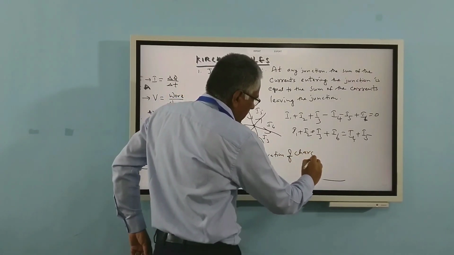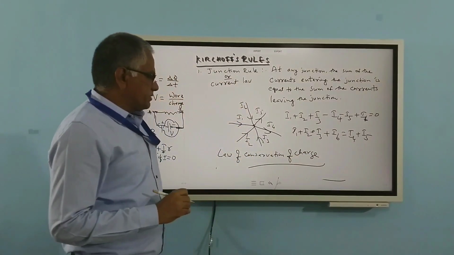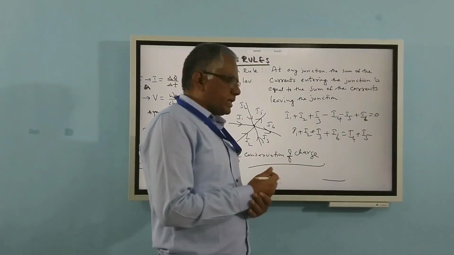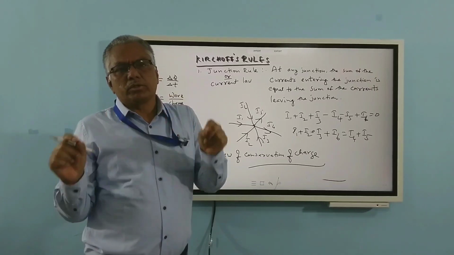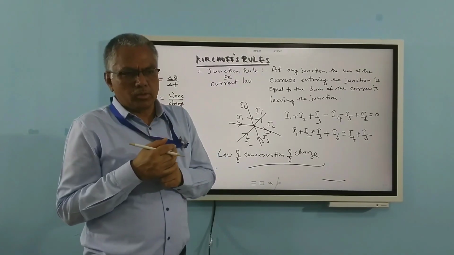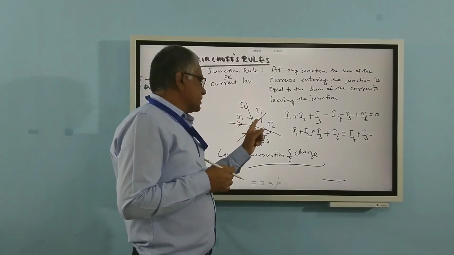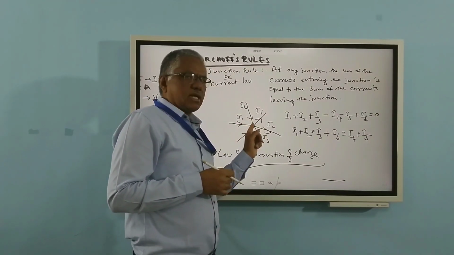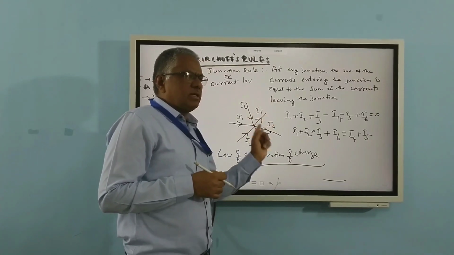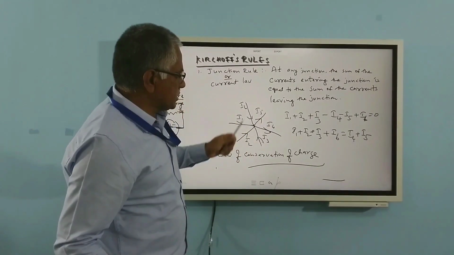Now, what is this law of conservation of charge? We study that in the first chapter. Charge never dissipates in a circuit. Charge will not stop at any point in the circuit; it is flowing. Whatever enters at this point, there will not be any consumption of charge. The same charge will leave that circuit. This is the first rule.